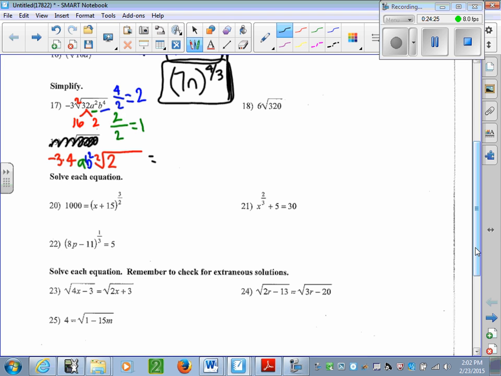I left space under the radical because I wasn't sure if I was going to have to stick anything else under the radical, but I don't. So let's clean this up now. Negative 3 times 4 is a negative 12. And then I have a b squared square root of 2. And that's my answer there.